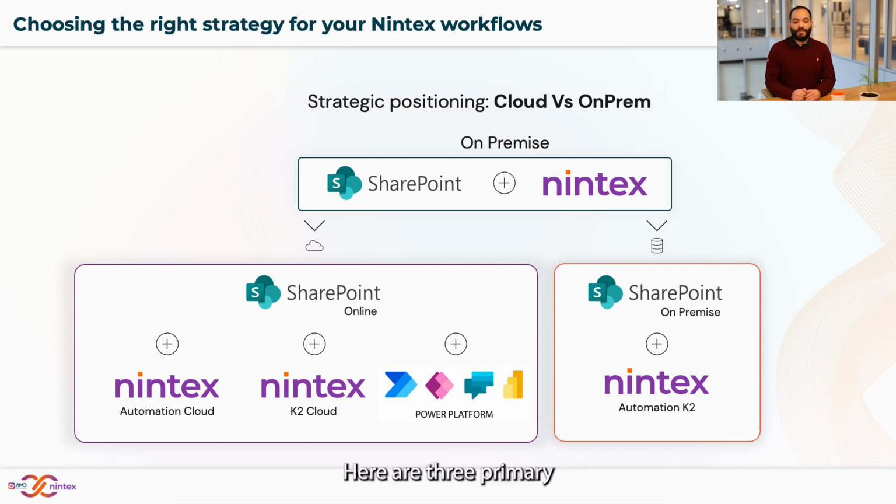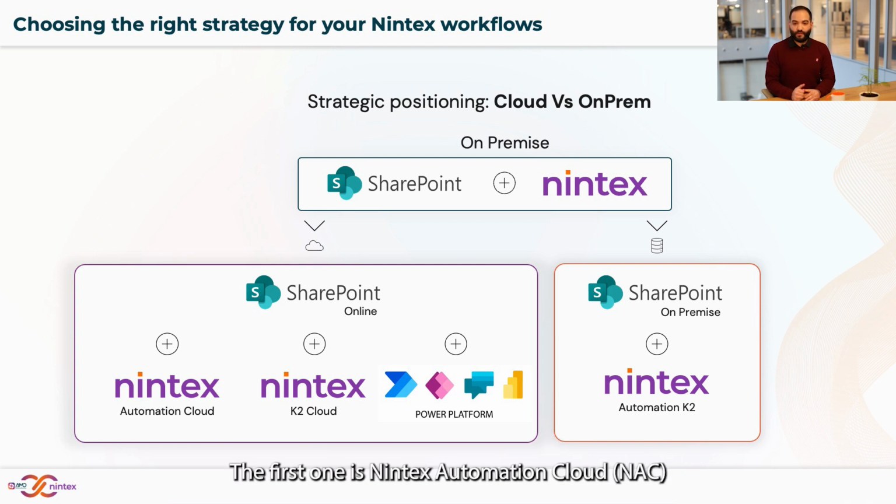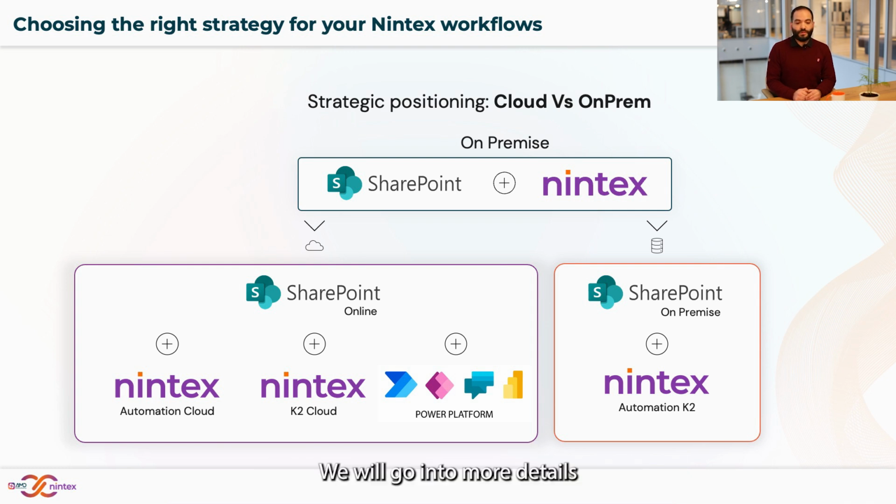Here are three primary platform choices when it comes to transitioning your workflows. The first one is Nintex Automation Cloud, or NAC, the second is Nintex K2 Cloud, and the third is Power Platform, which is a fully Microsoft-based approach. We'll go into more details about each platform later in this presentation.